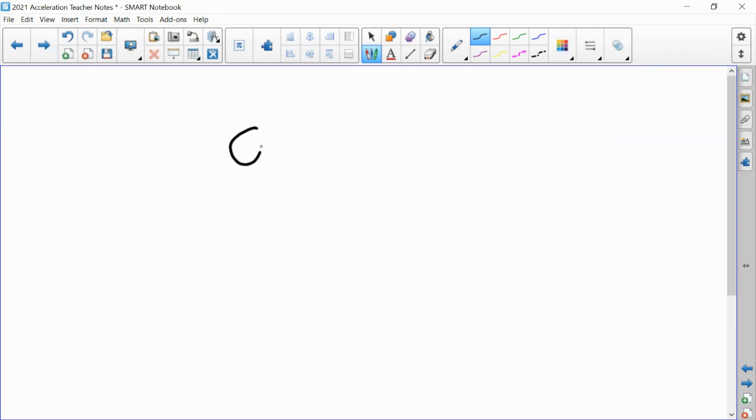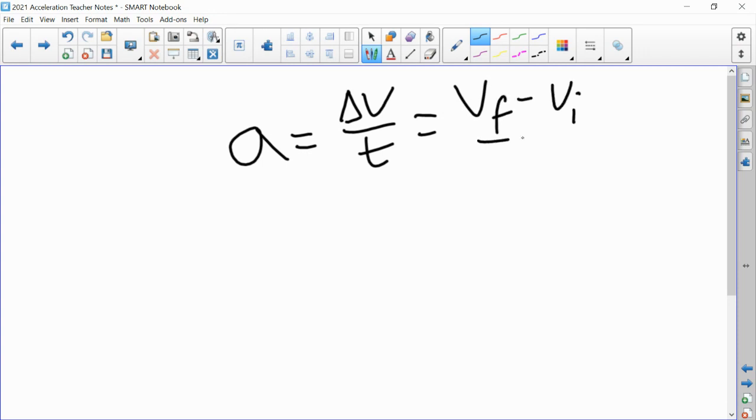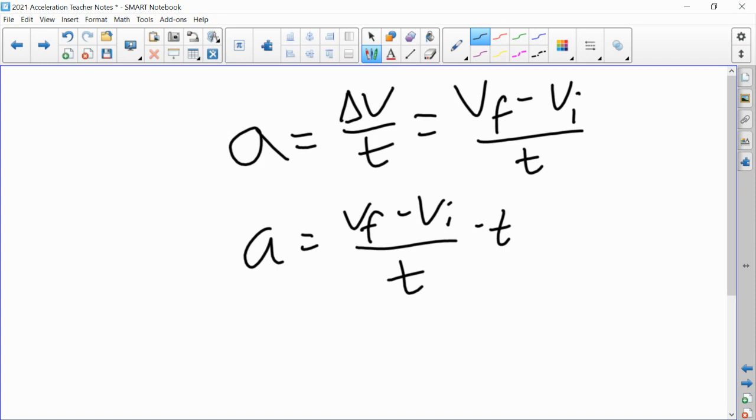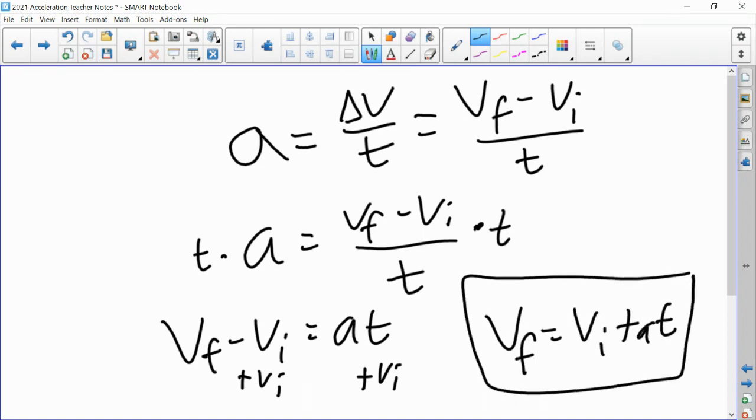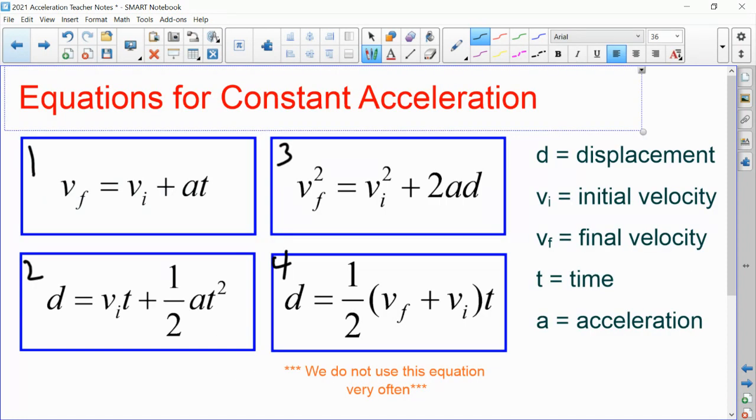We know the definition of acceleration is delta V over time, and delta V is V final minus V initial. So acceleration is equal to V final minus V initial over time. If we multiply both sides by time, we get VF minus VI equals A times T. And then we just add VI to both sides, and we get VF is equal to VI plus AT, which is what we have at number one.